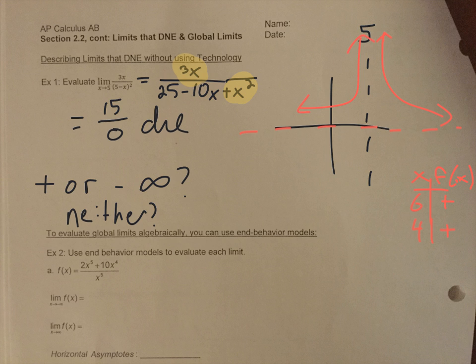I know that my graph roughly looks like this. And once you see the graph, it's a lot easier to conclude that as you're approaching 5 from the left, you're going to positive infinity. From the right, you're going to positive infinity. Therefore, the limit is positive infinity. So essentially, you're drawing a graph.